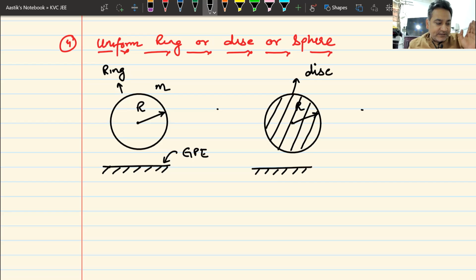The figure on your left is a ring. It has got nothing in between. That means it is hollow. On the right, we have discs where you have material filled. Do you get my point? Do you get how I am representing them? Can I have some raised hands?